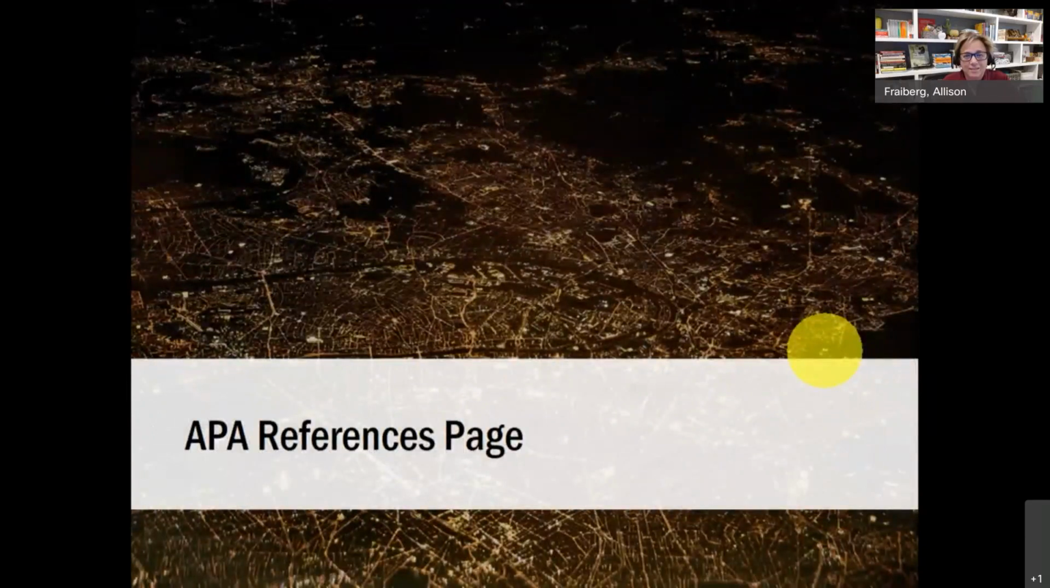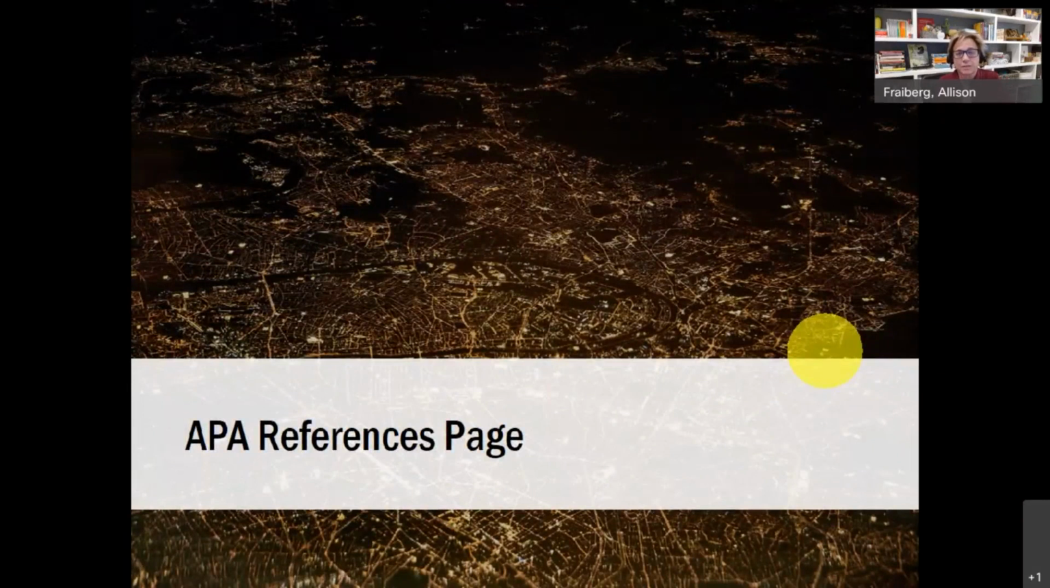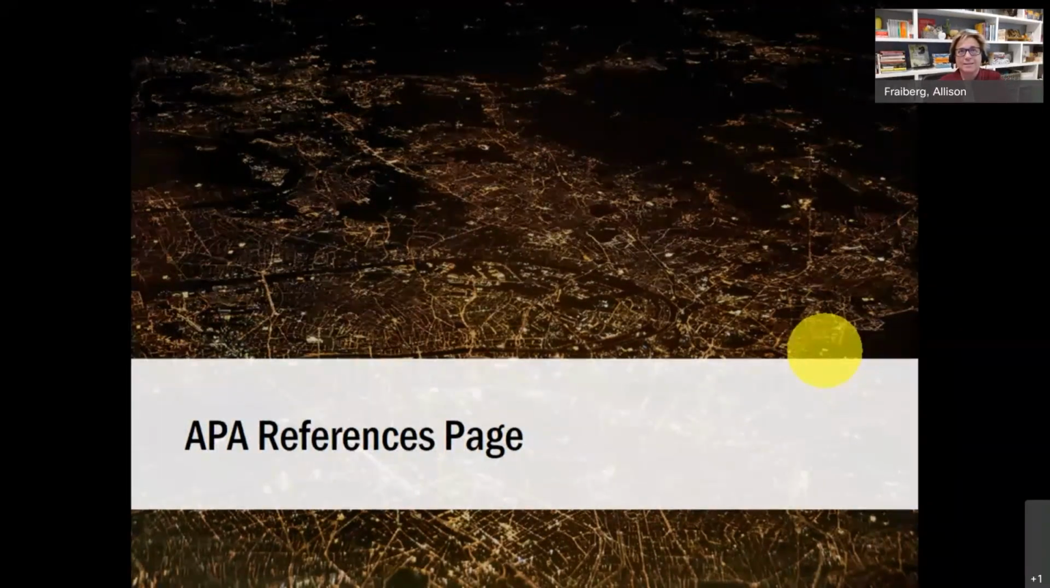And that pretty much takes us to the end of the APA references page. So, most important thing to remember: author, date, title, source. Who, when, what, where.